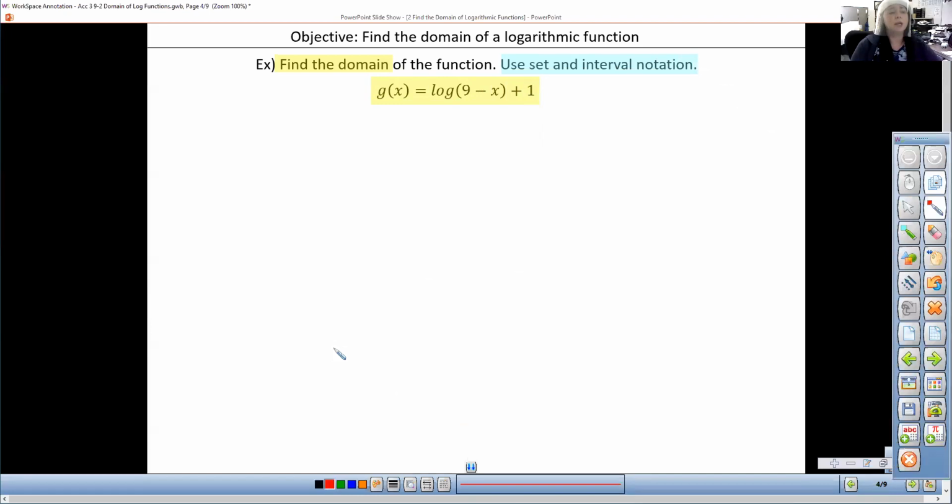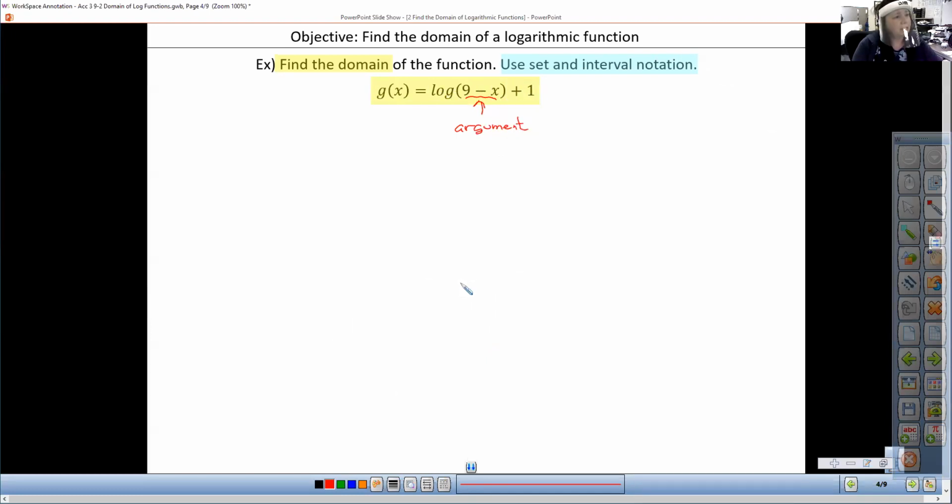It is important that we can recognize the argument. Remember, the argument follows the logarithm. So it is the expression here in our parentheses. That is our argument. And by definition, the argument of any logarithm must be positive, meaning it must be greater than 0. So our argument is 9 minus x in this function. So 9 minus x must be greater than 0, positive. Now, 9 minus x is linear because x is to the first power.